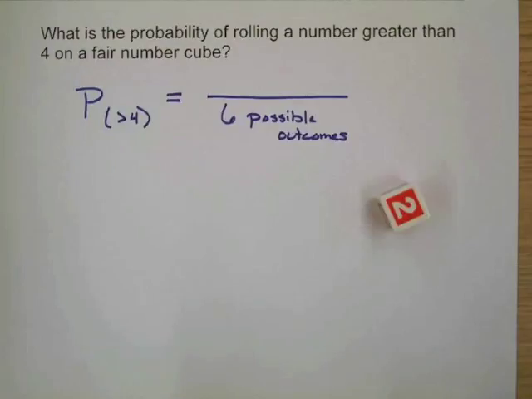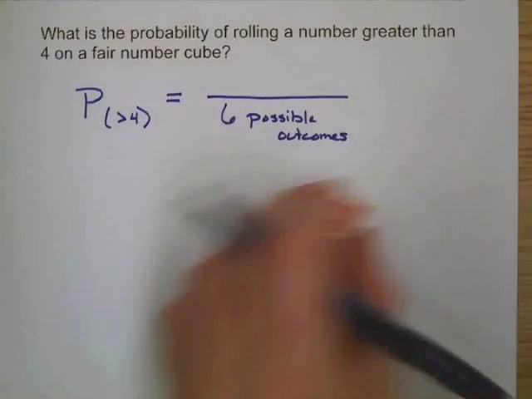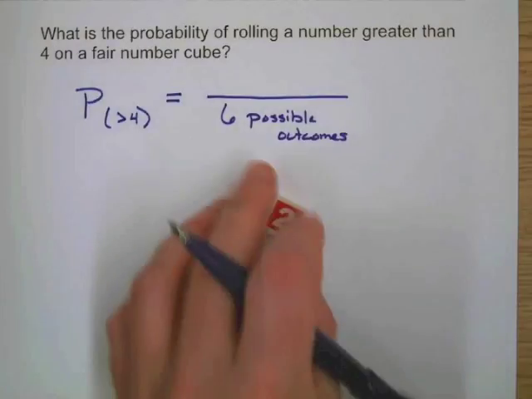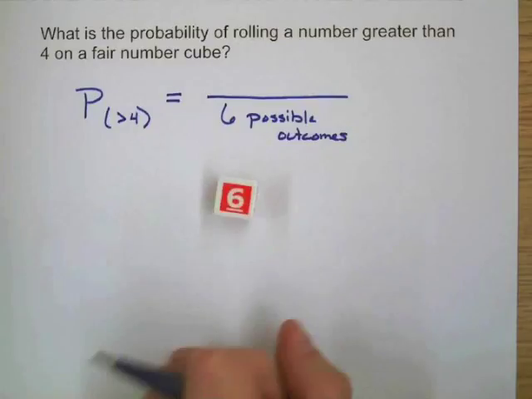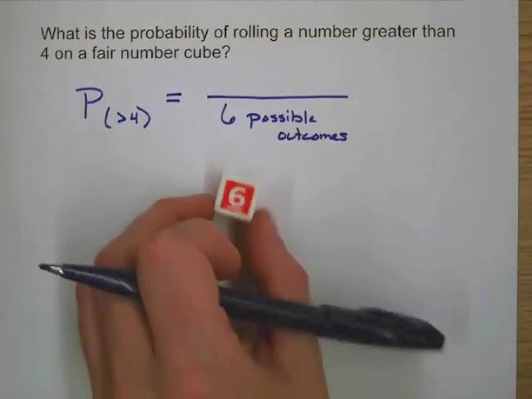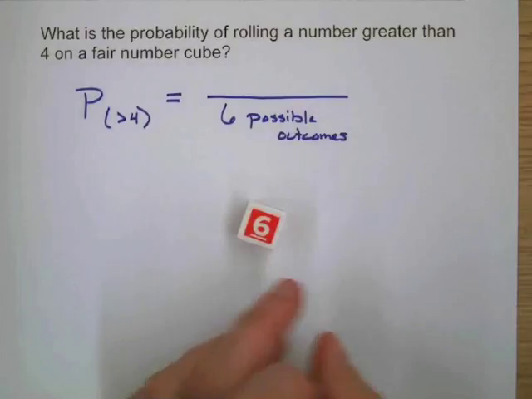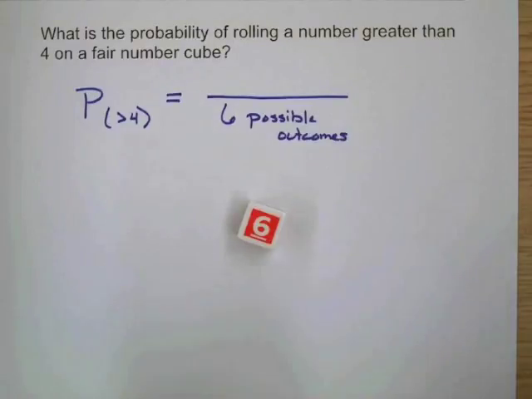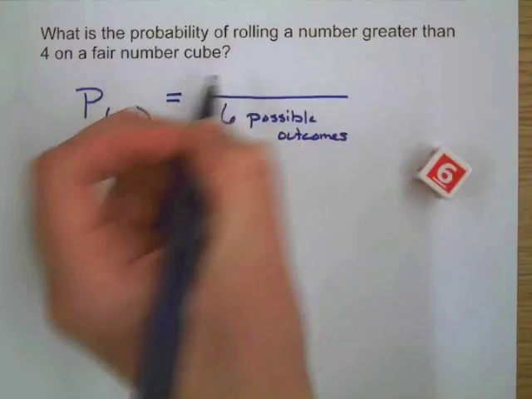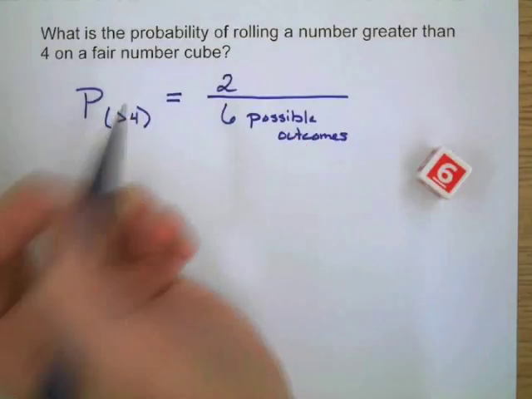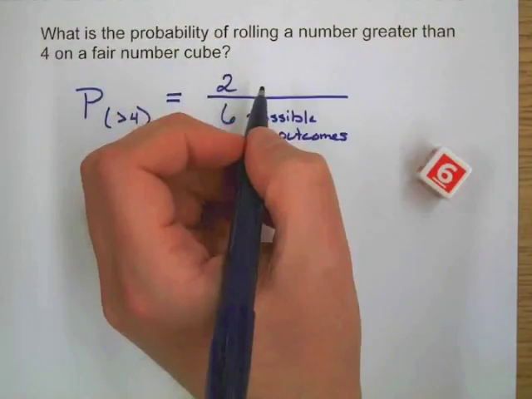We're only wanting to know what's the probability of it landing on numbers greater than 4. Well, on this cube there's 2 numbers that are greater than 4: there's 5 and 6. And there's only one 5 and one 6 on this entire number cube. So there's only two different ways that you can get a number greater than 4. Two different events, either a 5 or a 6. So there's two possible ways.